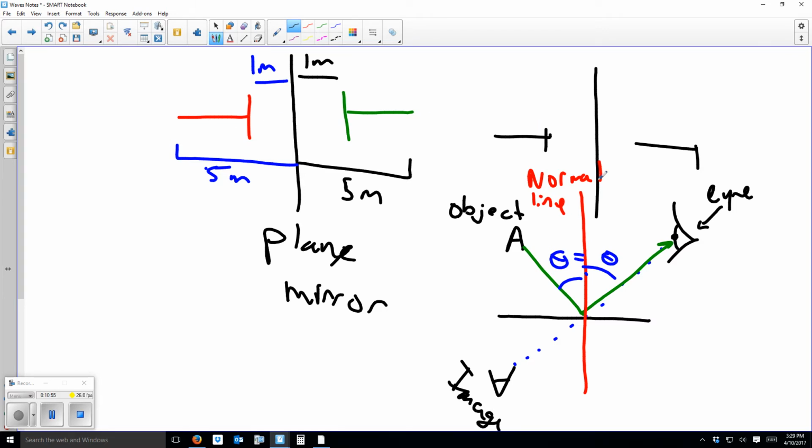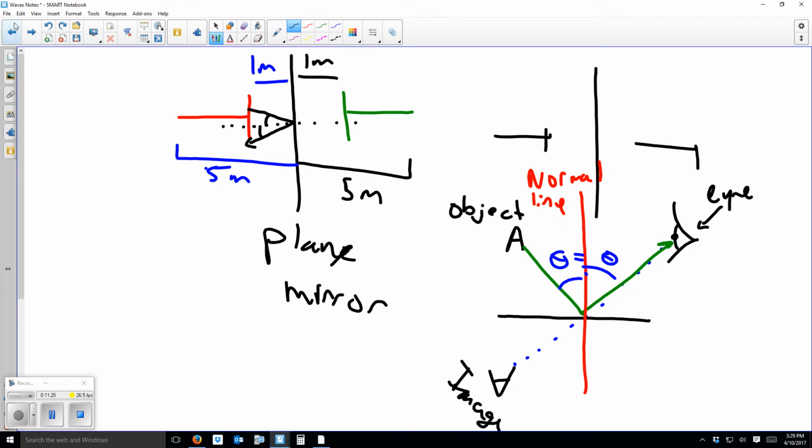Down here, whenever we have an angle, make sure that the angle out is equal to the angle in, measured from the normal line. The normal line would be just like this, perpendicular to the surface of my mirror, so that this angle equals this angle right there. Shown again here, the red line is the normal line, that's my surface. I bounce off the surface, and this angle must equal that angle. That is my law of reflection.